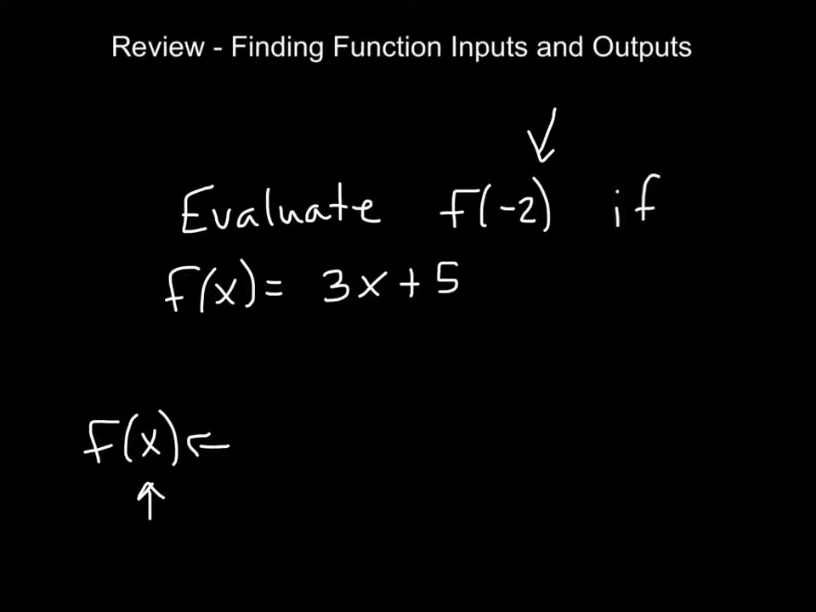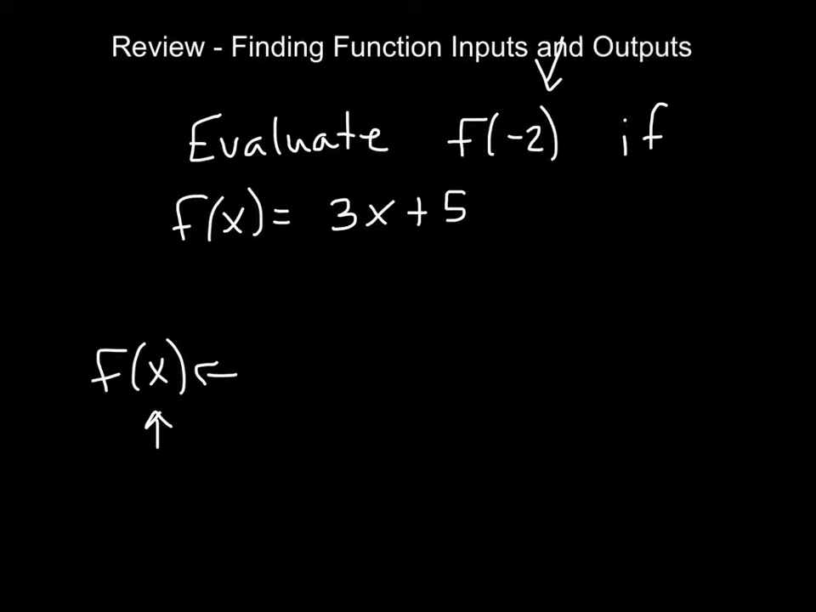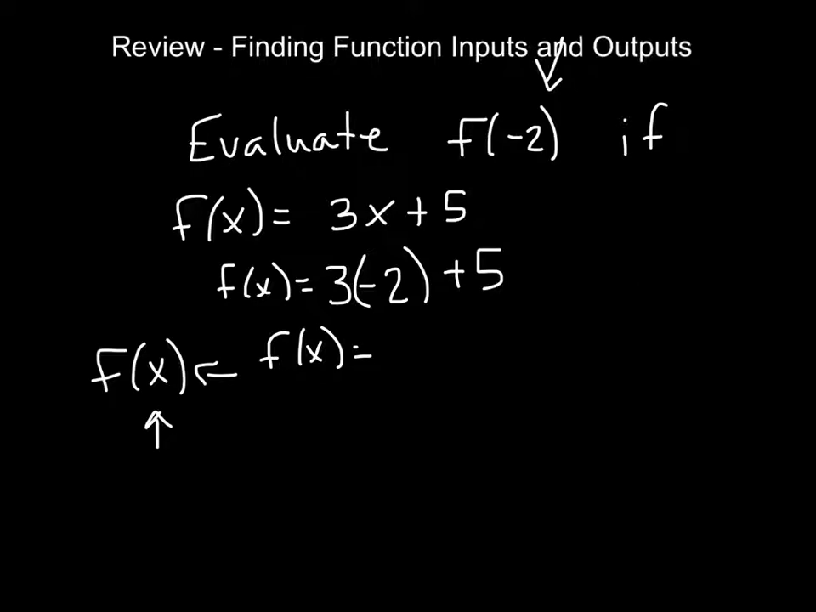So what is the functional output when the input is -2? That's the question. And so to evaluate this, let me get a little room here. To evaluate this, I'm just going to take this function and I'm going to plug in -2. So 3 times -2 plus 5. So f of x equals this. So f of x must then equal -6 plus 5, because -2 times 3 is -6. And then finally f of x equals -1.